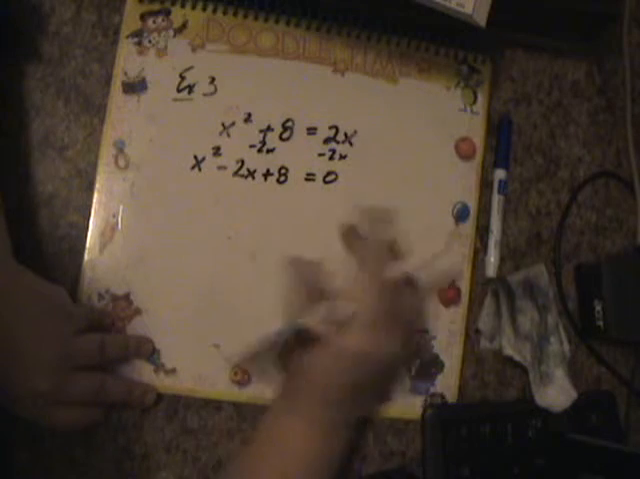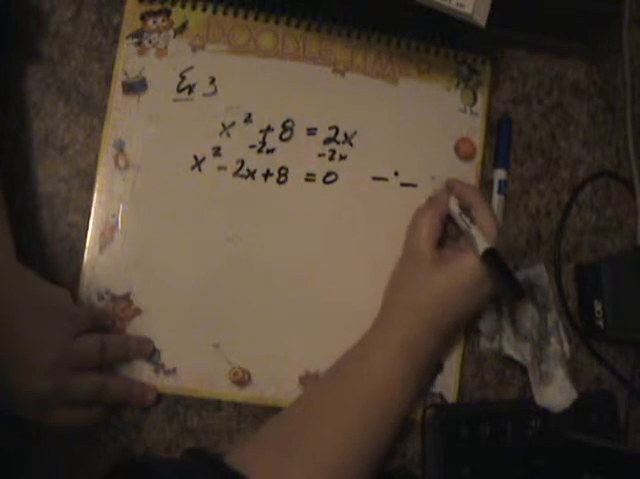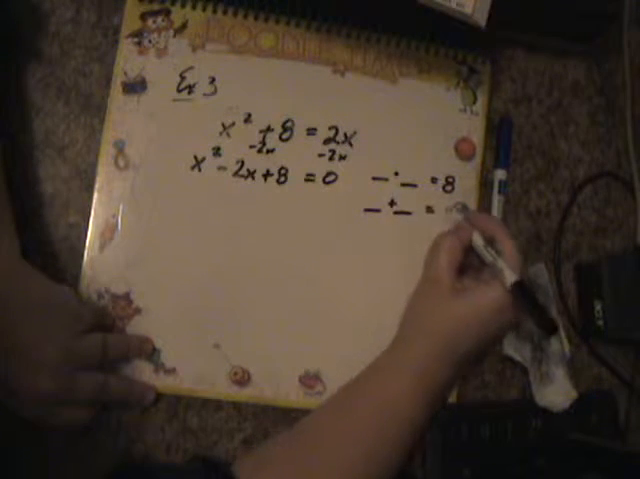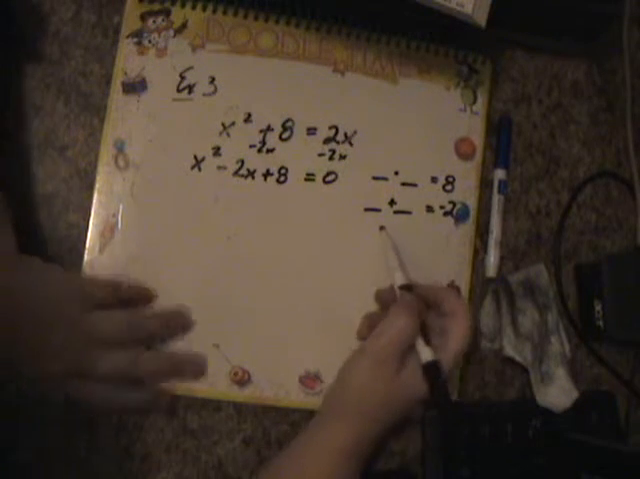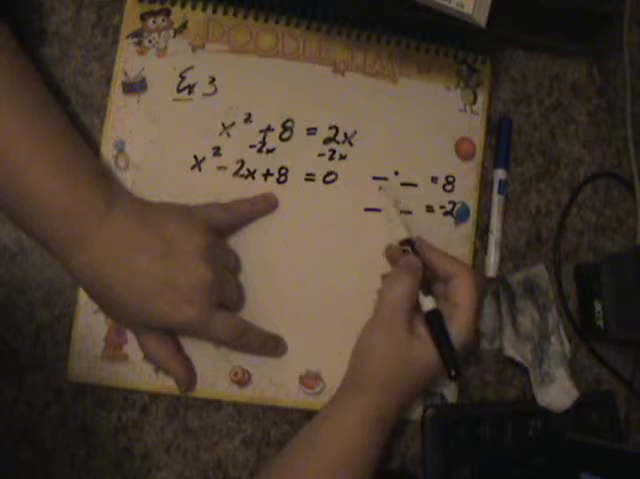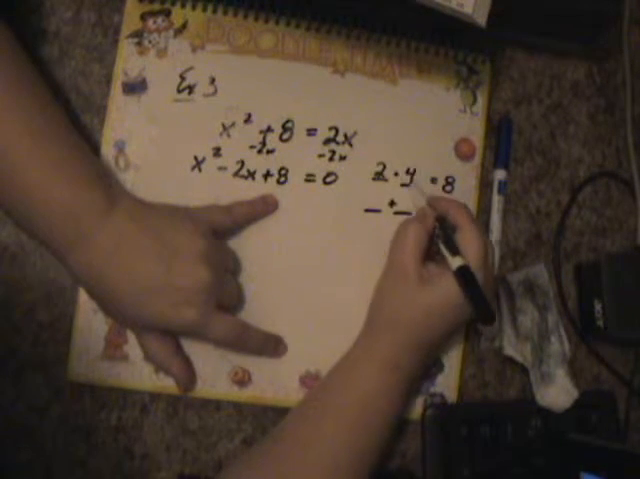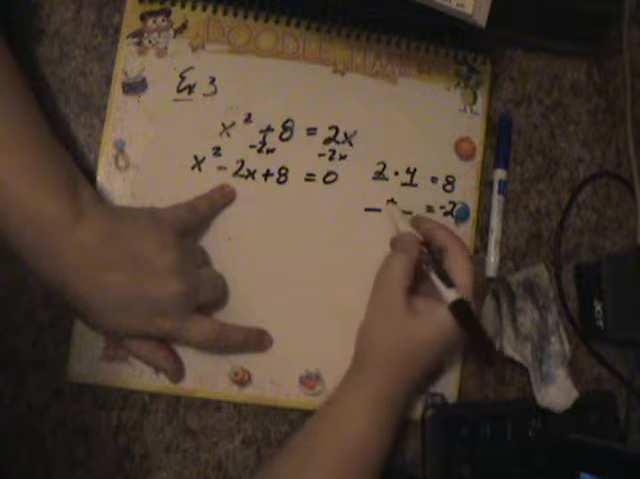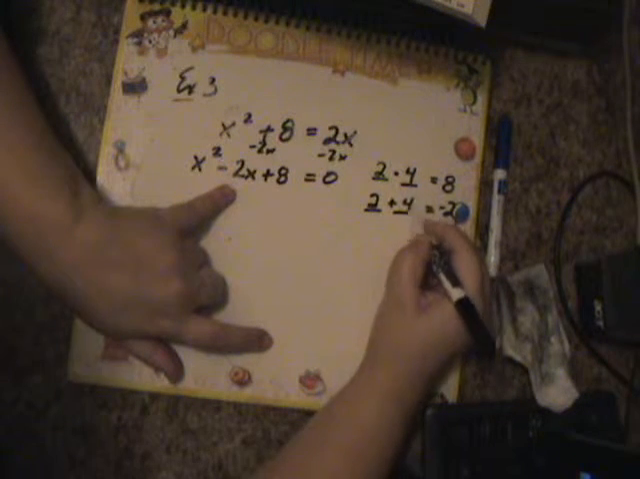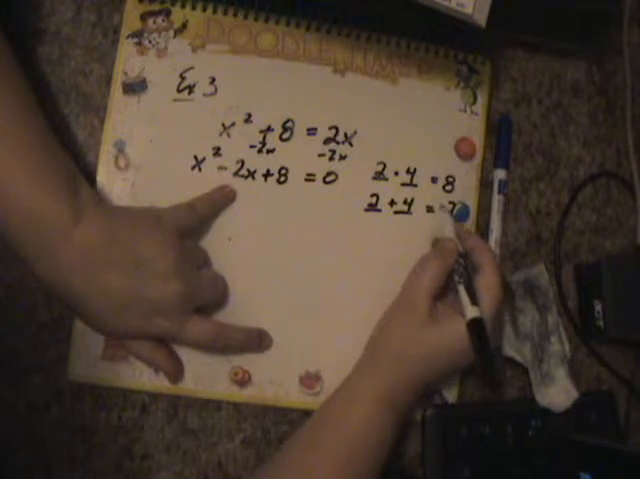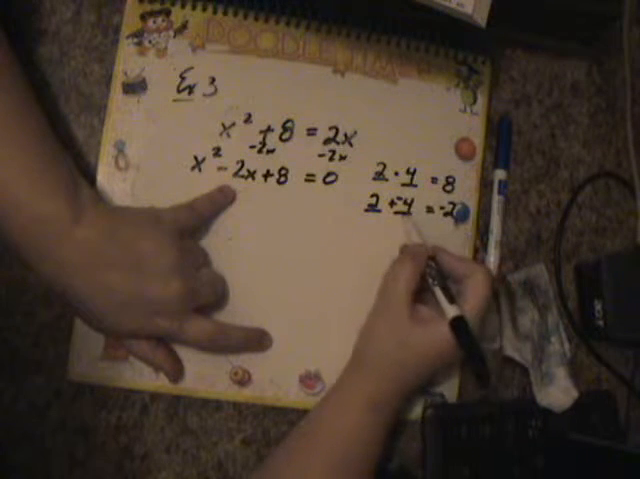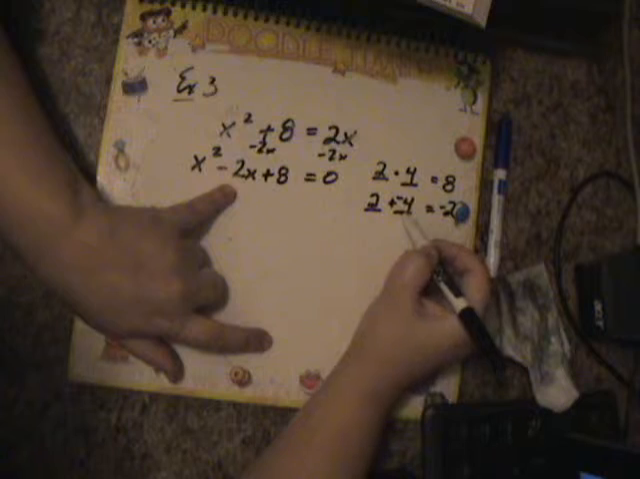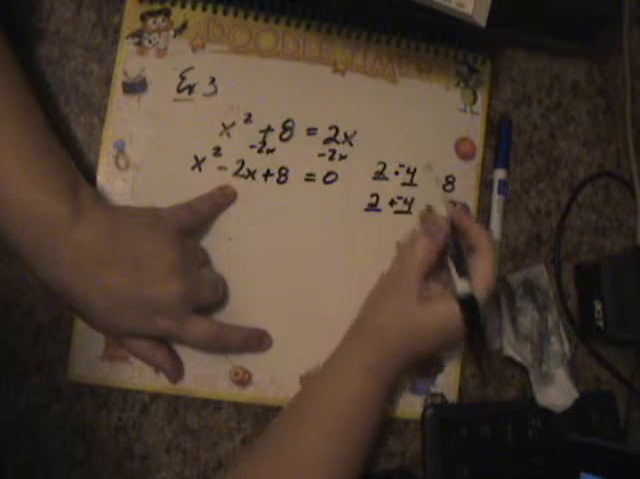Now let's see if we can factor this. Something times something equals 8, and then something plus something equals a negative 2. Now first for 8, I know 2 times 4 equals 8. And then for negative 2, well, if I have 2 and 4, this would be 6. So if I make this a negative, then 2 minus 4 would be equal to negative 2. But if this one is a negative, then I have to make this one a negative.